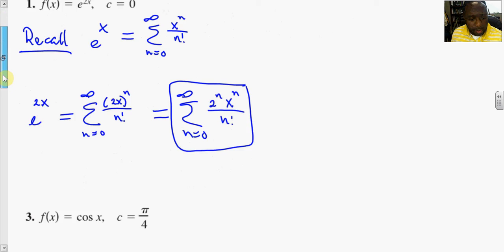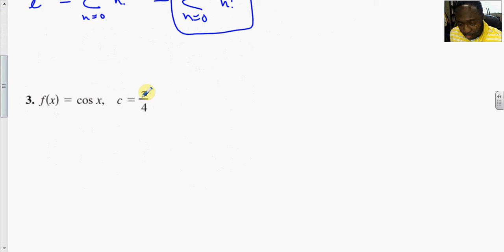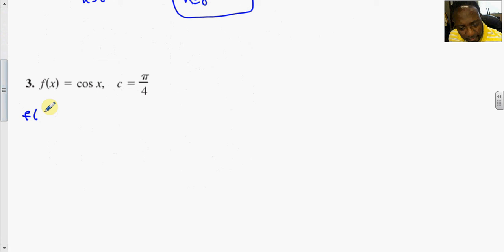Some of these are a little bit easier that you can kind of glean from before. If this was c equal to 0, we're done, because we did that before. But this is c equal to pi over 4, and so that gets messy and takes a little time. So we evaluate f at c. This is pi over 4, cosine of pi over 4 is the square root of 2 over 2.